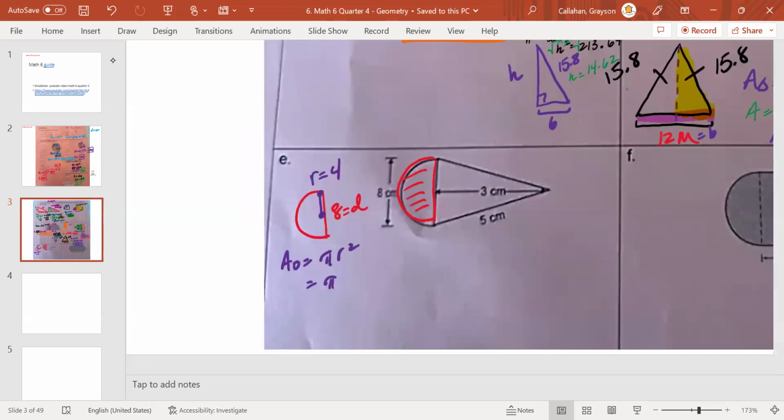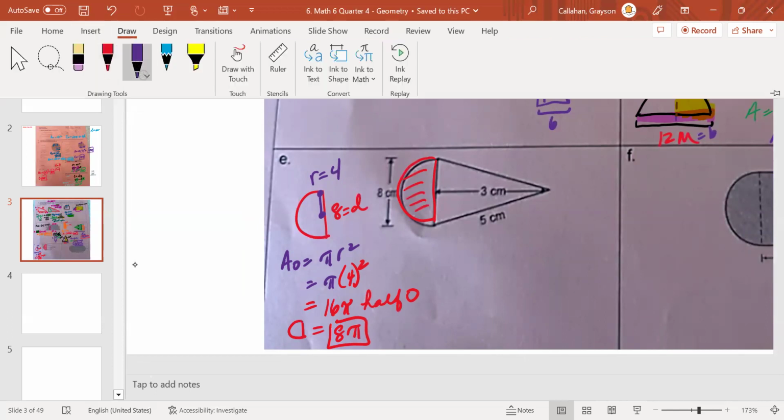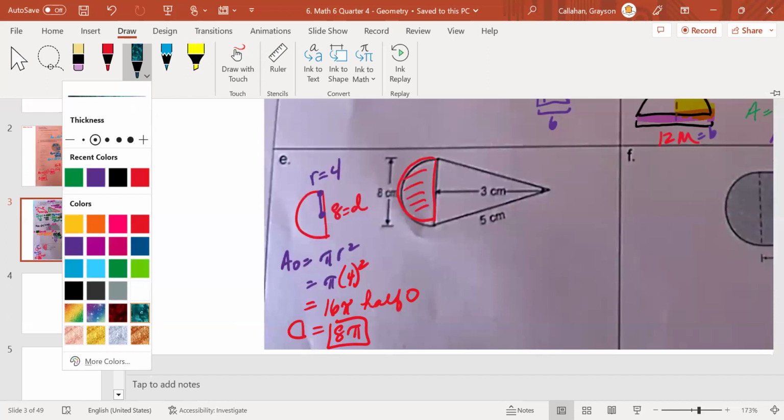All right, let's go back to E. So pi times 4 squared. What's 4 squared? That's your answer for, but this is a half a circle, right? So what's half of 16 pi? That's the area of half of a circle. Do you see that? Okay, so then let's go on to the next part, which is this triangle right here.